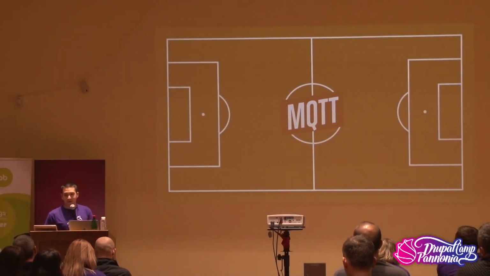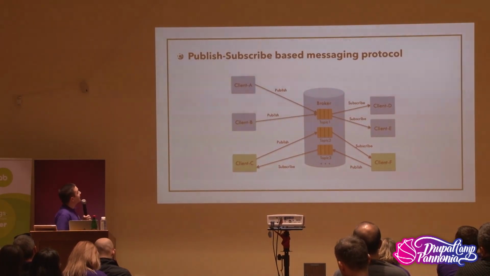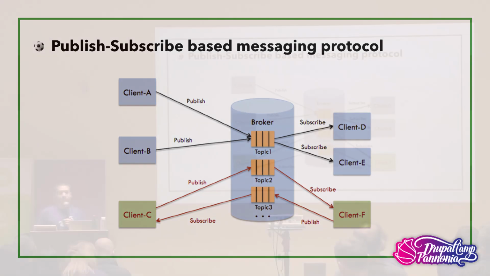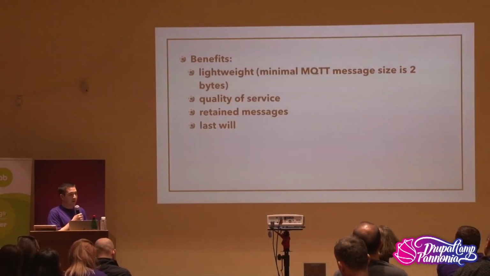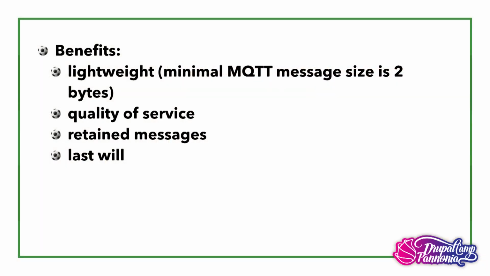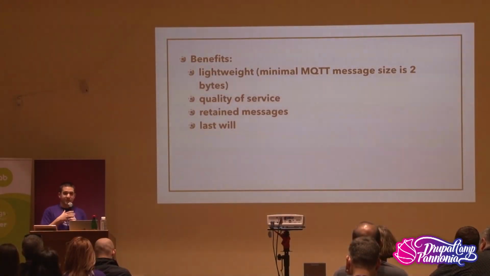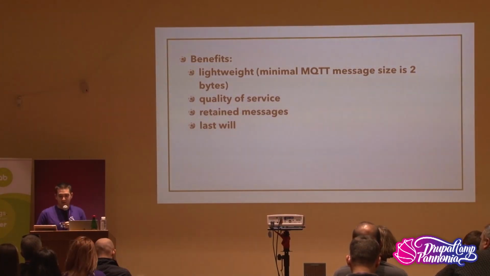MQTT. MQTT is Message Queuing Telemetry Transport. It's used in IoT. It is a publish-subscribe based protocol. Its benefit is that it's really lightweight. A minimal MQTT message is only 2 bytes. It has built-in quality of service, which means the protocol guarantees the message transfer. And we have also retained messages. For example, when the server gives a message to a controller and the controller is offline, this message stays in the broker, and when the controller goes online, it sends this message to the controller.